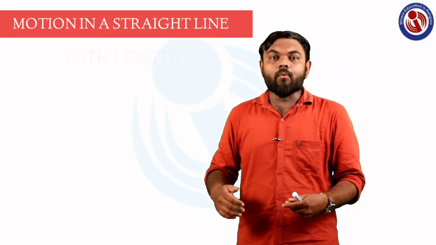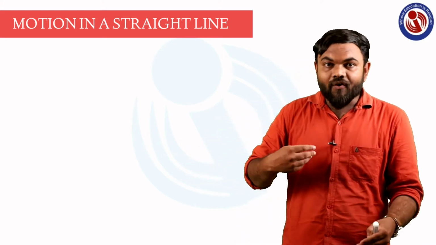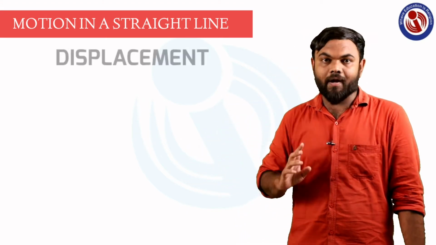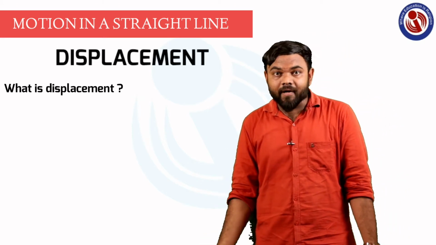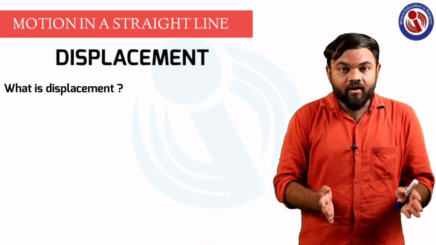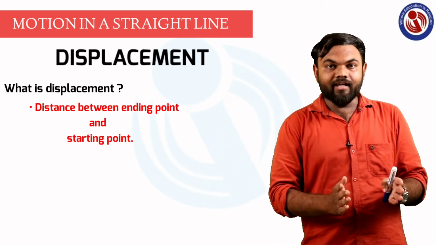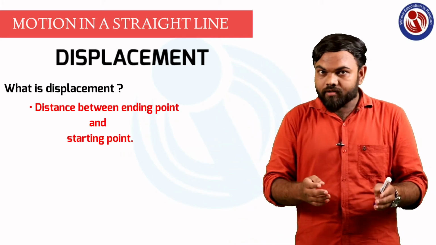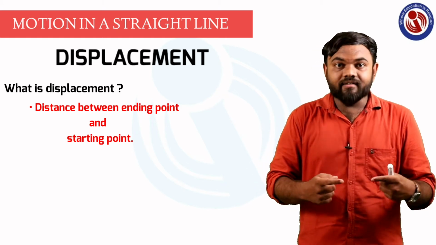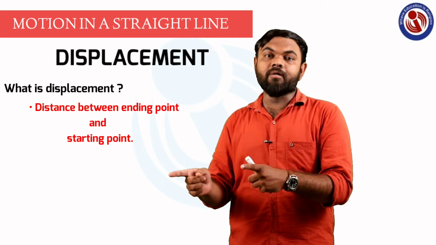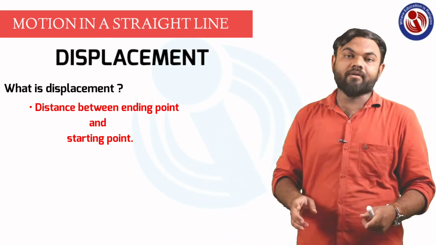Okay? Now, we will define another physical quantity. This is displacement. What is displacement? Displacement is the distance between starting point and ending point. Or in other words, displacement is the distance between ending point and starting point.